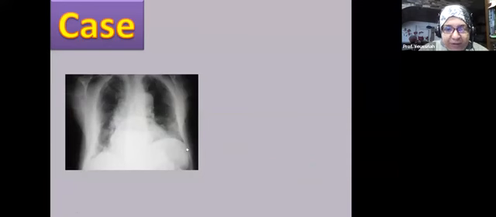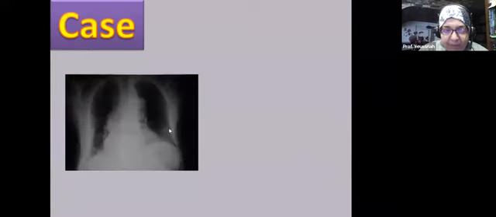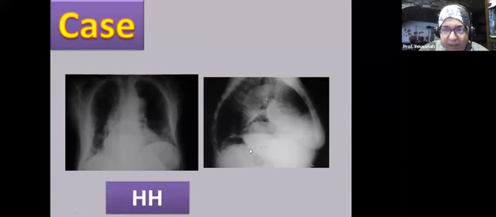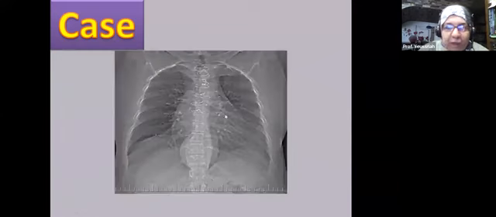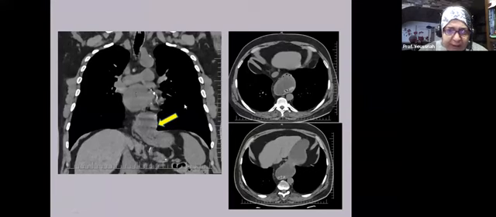Another case, plain X-ray, we can see the double density and we can recognize a fluid level. In a more penetrated view, we can see the fluid level. And again, this is a hiatus hernia with a lesion behind the heart, abutting the diaphragm and showing a fluid level. This is a CT scanogram, and we can see this retrocardiac lesion that extends into the upper abdomen, and the axial and coronal images show a large hiatus hernia.